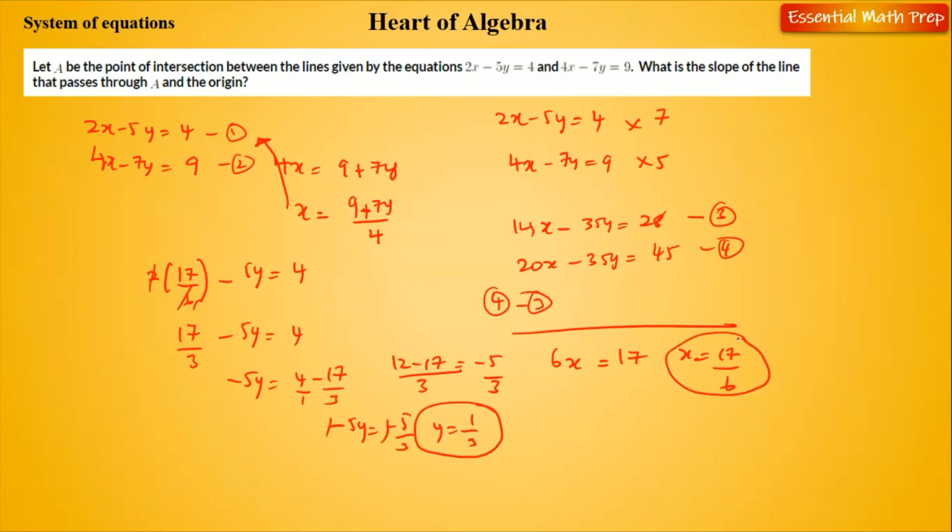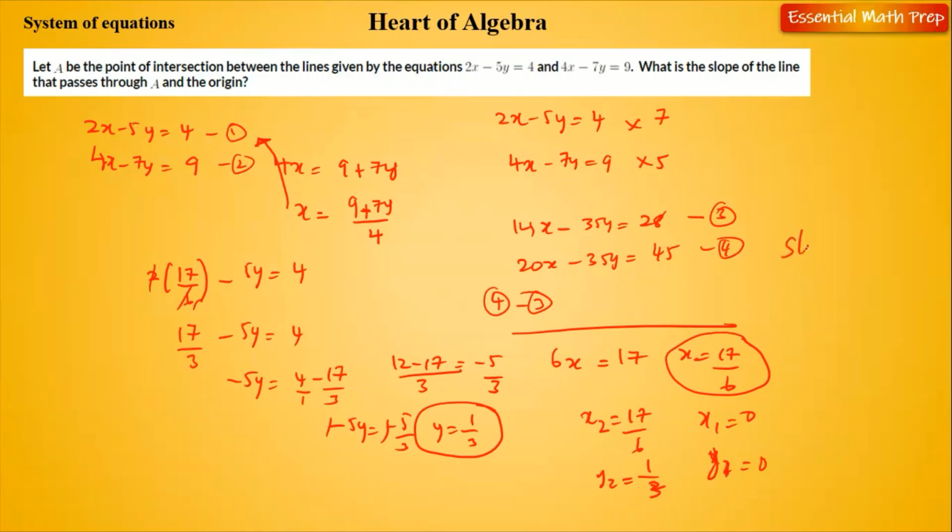We know our x and y, right? And then the line passes through the origin, right? So if you call what is solved here x2, it is 17 over 6. And what we solved for y as y2, 1 over 3. And x1 is 0 because it passes through the origin. Y1 is 0 because it passes through the origin.